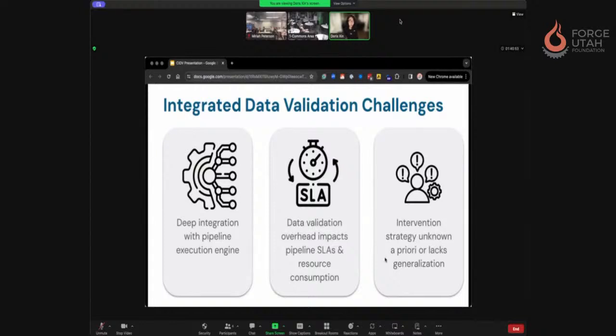And on the note of expensive, if you're running a ton of these checks all at the same time, like, again, if it's hundreds of tables, 100 columns, 100 checks, this can really drive up data resource consumption as well, right? And then the last piece is that maybe it's wishful thinking that we know exactly how to intervene automatically when things happen. A lot of times the intervention strategy is really not known up front. And it's also possible that there really aren't any generalizable intervention strategies.